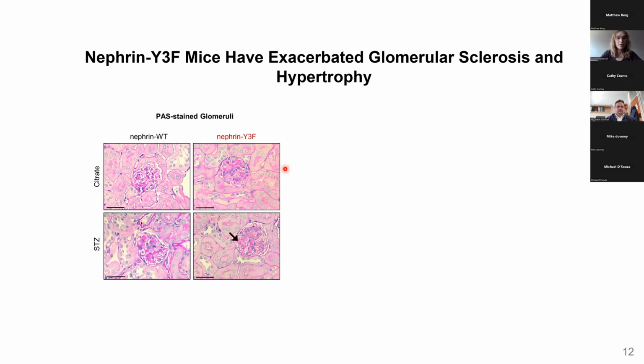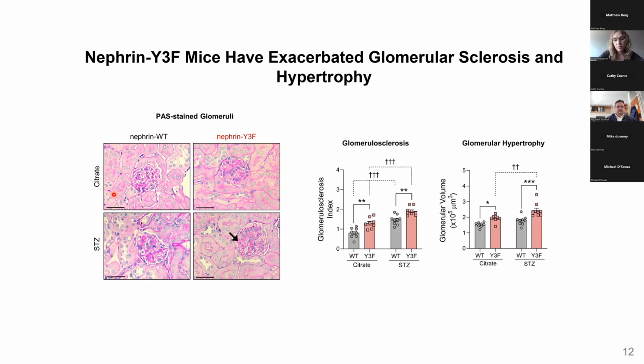And then we looked at certain markers of glomerular sclerosis and hypertrophy using periodic acid-Schiff staining, which stains essentially matrix proteins and carbohydrates. And what we can see here is there is an actual increase in diabetic nephropathy in diabetic Y3F mice for both of these metrics, meaning that sclerosis and hypertrophy were both exacerbated in this disease.